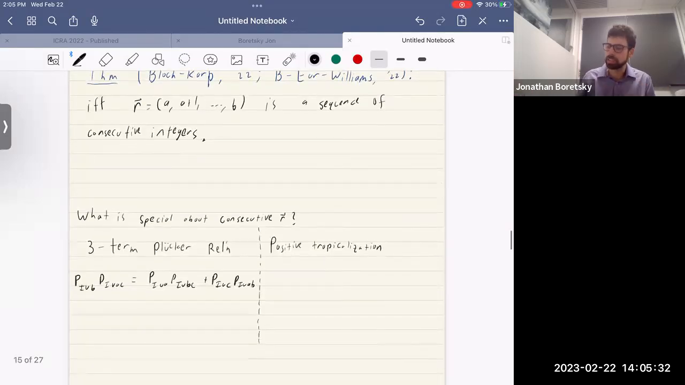And just to give a sense of what's special about consecutive R, here's what the three-term Plücker relations look like in general, or one example of a three-term Plücker relation. When you take the positive tropicalization, you need to have the term with the odd sign out to be part of the minimization. So one way to write that is that p of I union B plus, then don't worry about what A, B, C or U are, just to get the form down. But when you tropicalize, because that first term needs to be part of the minimum, you can write it like this.